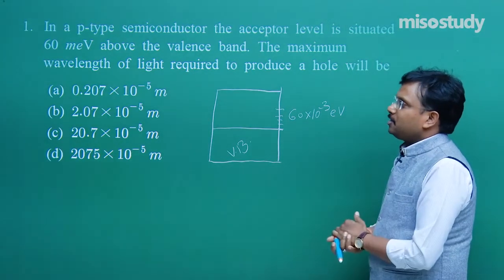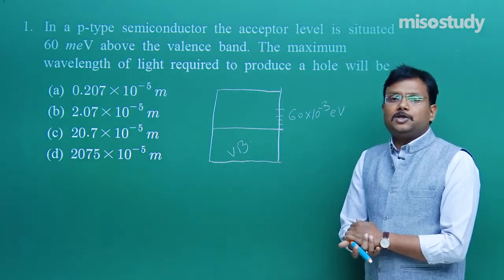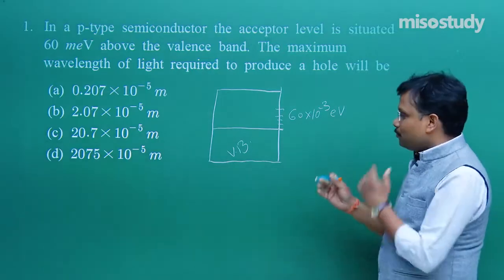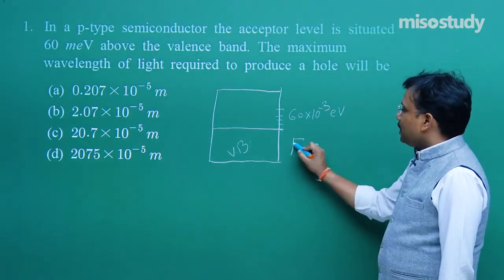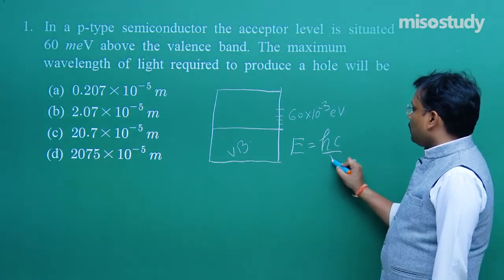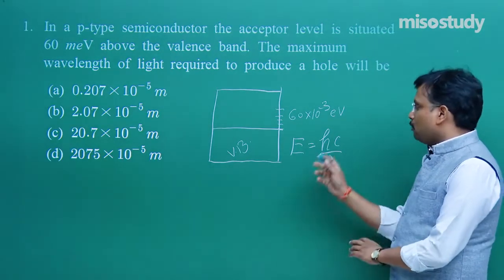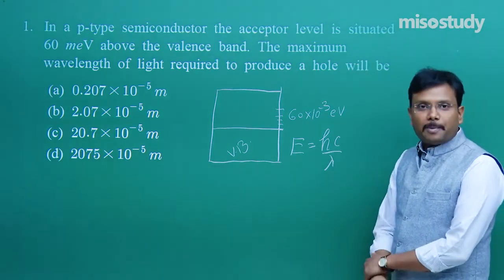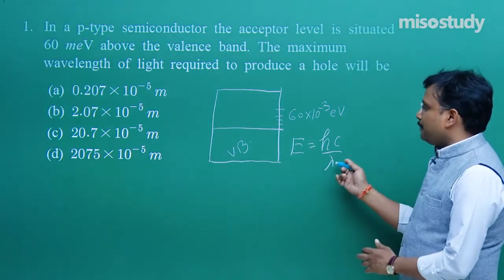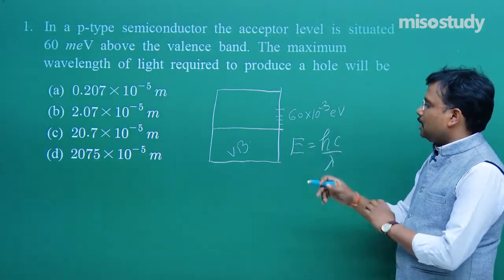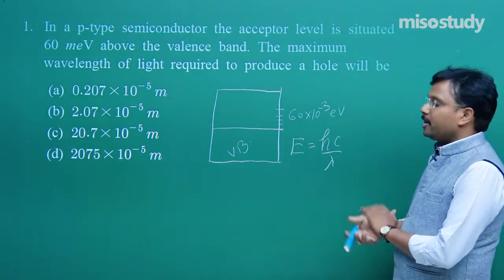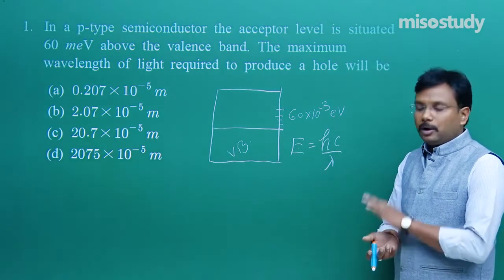So now you can say this question is simple, and the formula that you learned in the photoelectric effect, you can apply over here very easily. And what is that formula? That formula is E is equal to hc over lambda. The value of h is 6.63 into 10 to the power minus 34, c is 3 into 10 to the power 8 meter per second, lambda value you have to find, and E value is 60 into 10 to the power minus 3 into 1.6 into 10 to the power minus 19 coulomb.